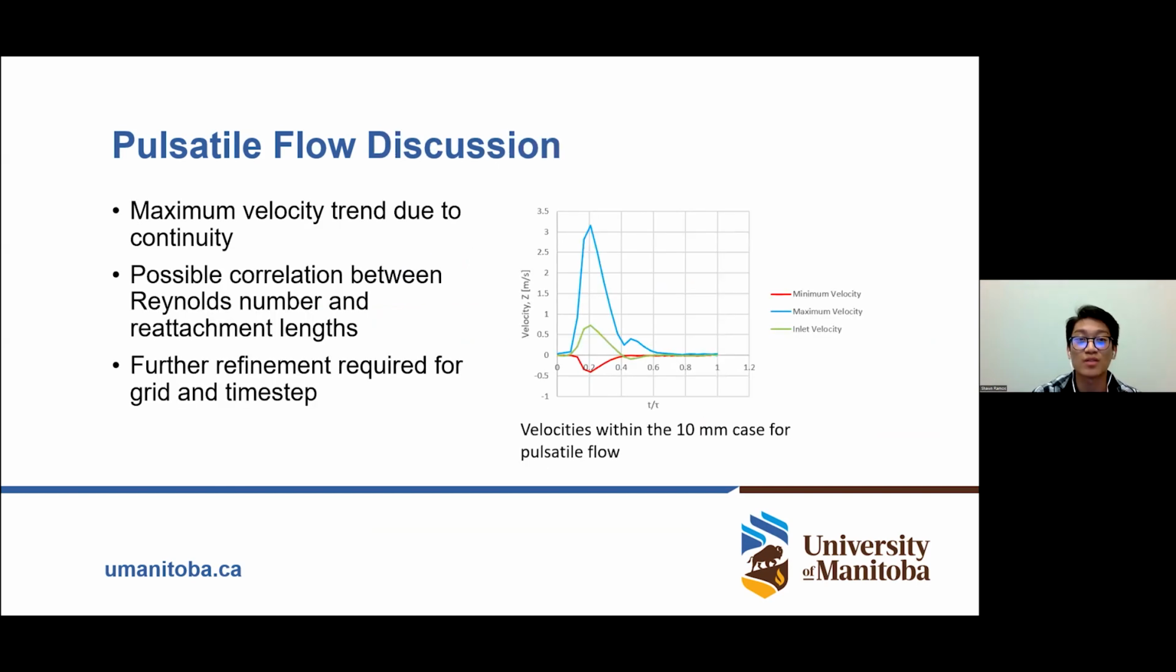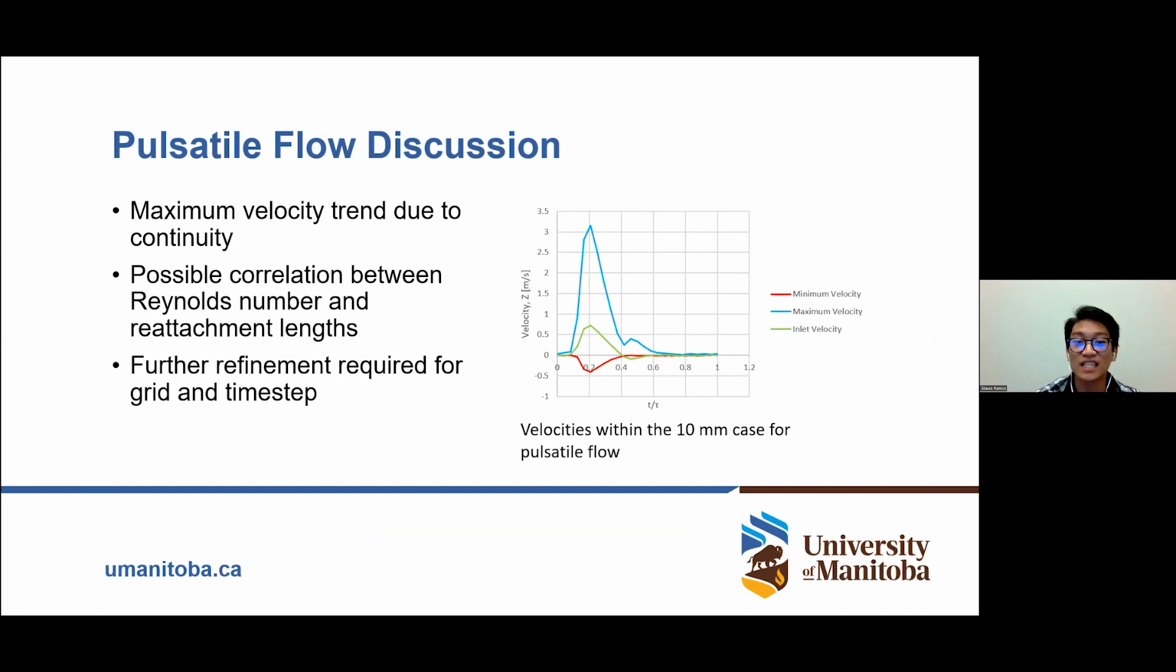The key takeaways from the pulsatile results are that the maximum velocity observed within the 10mm manufacturer B endograft limb was observed at the peak inlet velocity, which was expected due to continuity. Based on the figure on the right, there appears to be a correlation between Reynolds number and reattachment lengths, where negative velocities are observed. An experimental study on a closed forward-facing step performed by Essel et al. was shown to have such a correlation and may explain why the minimum velocity was of greatest magnitude at the greatest inlet velocity within the endograft.